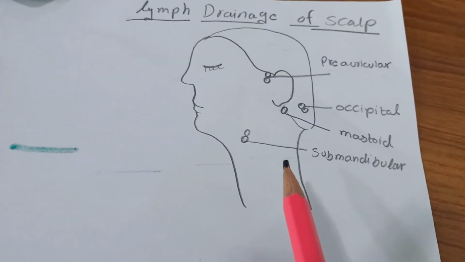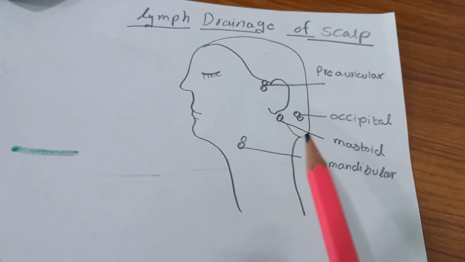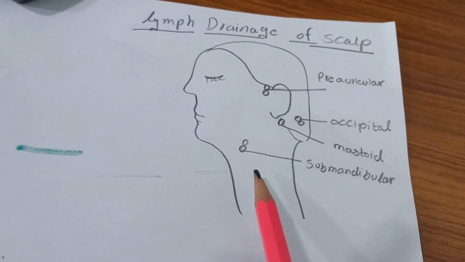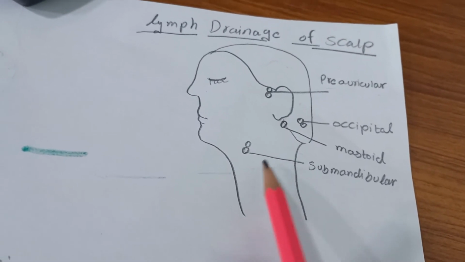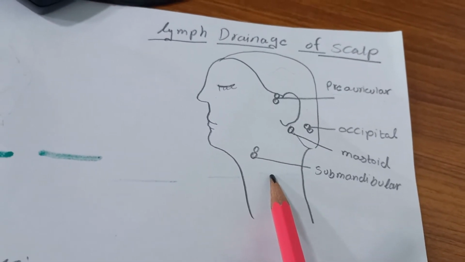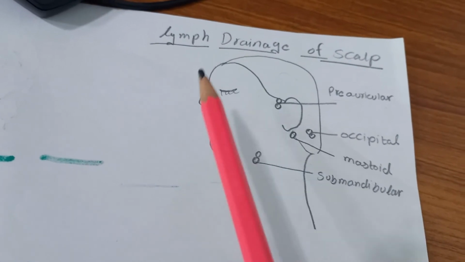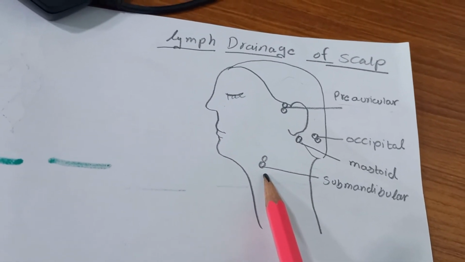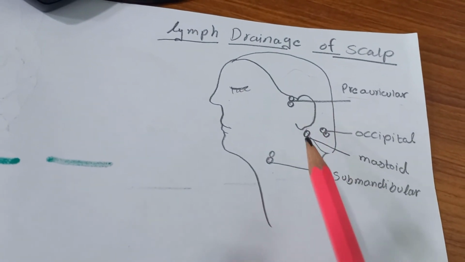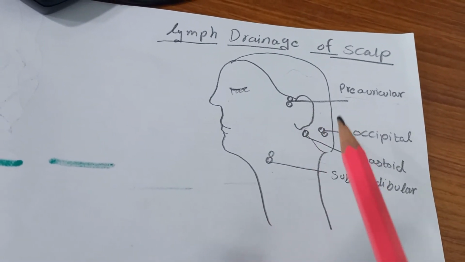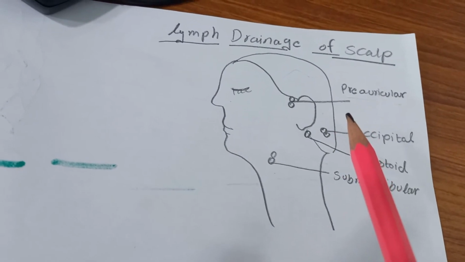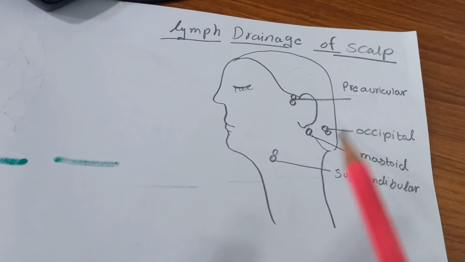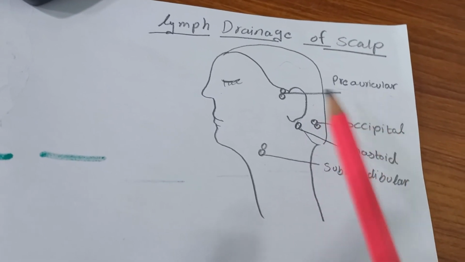So first of all, let us discuss lymph vessels in the anterior part of the scalp and the forehead. They drain into the submandibular lymph nodes. Drainage from the lateral part of the scalp above the ear is into the superficial parotid lymph node, which is also called the preauricular lymph node.